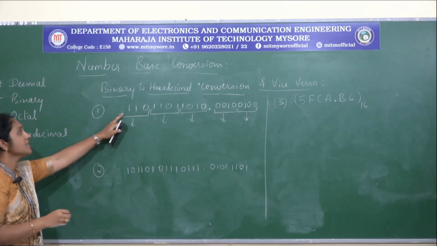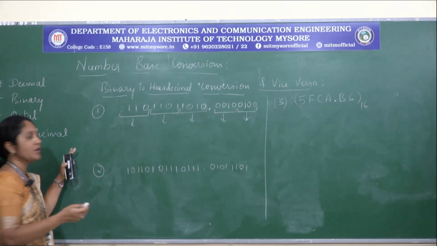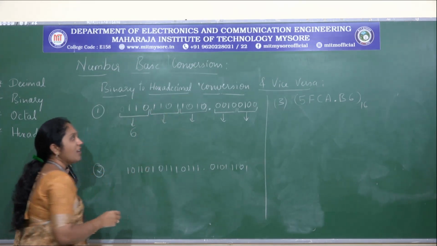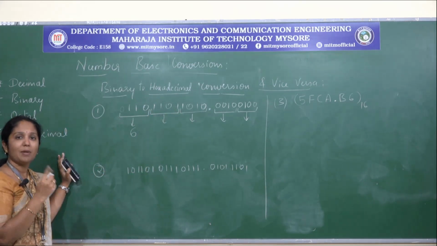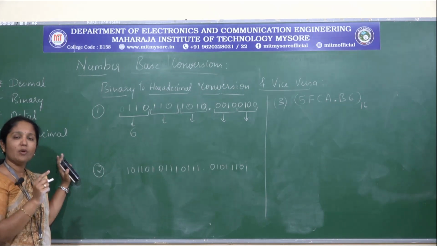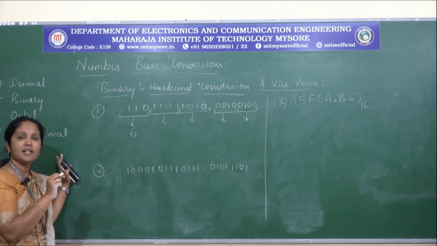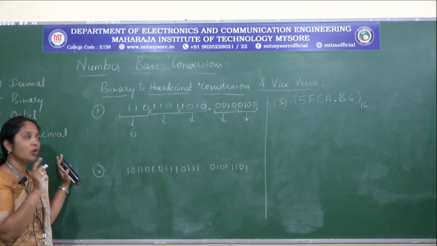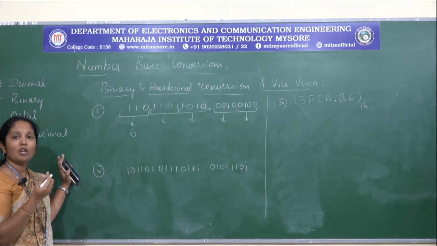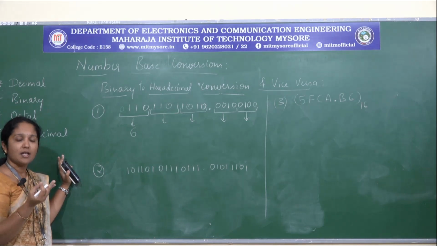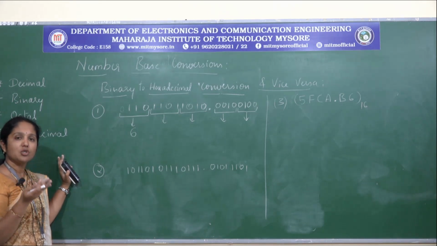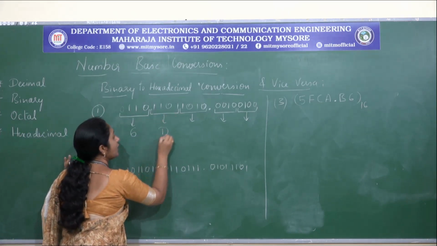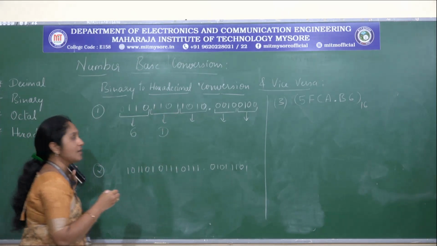What do we have here? 0110. 0110 is 6. So I can write 6. 1101 is 12 plus 1, 13. So what is the equivalent of 13 in hexadecimal? You need to remember the table I have given in the previous class. So what do we have for 10? A. Next, 11 is B, 12 is C, 13 is D. So this is 13, so we need to write D in hexadecimal.